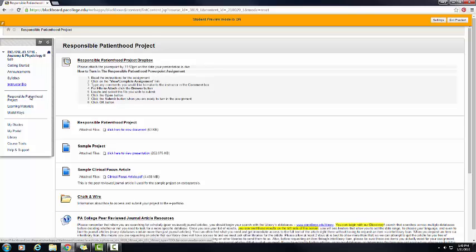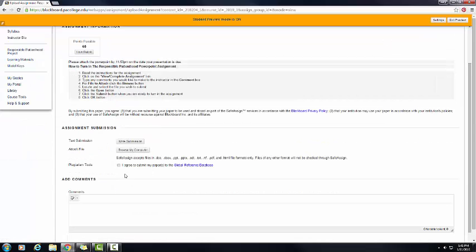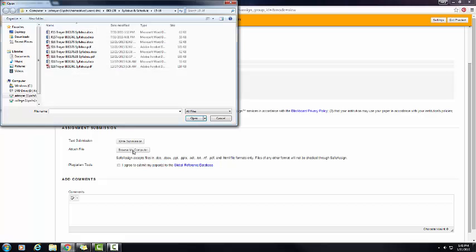for the responsible patienthood. The first thing that it's going to show is the Responsible Patienthood Project Dropbox. And this is where you're going to be able to post your assignment. So when your PowerPoint is all done and you're ready to post it, you'll click on the Responsible Patienthood Dropbox. You will see down here it says to browse my computer, and you will click on that, and then you will find your PowerPoint that you want to use.